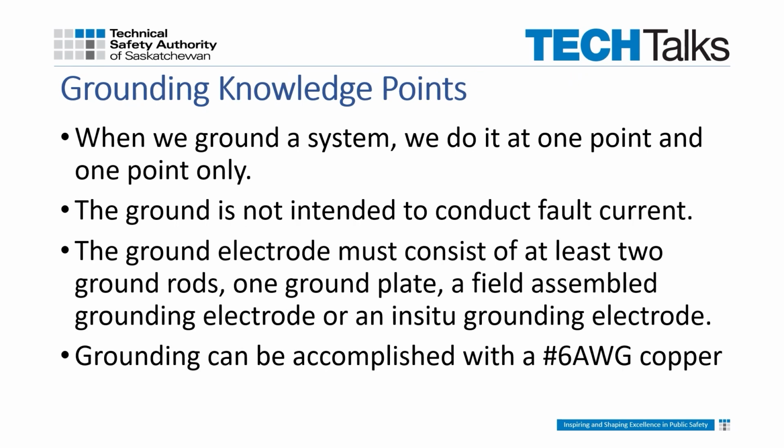Here are some key points about grounding. Grounding should be accomplished at one point and one point only on an electrical system. The intent of grounding is not to conduct fault current. Grounding electrodes are any of a minimum of 2 ground rods, 1 ground plate, a field assembled grounding electrode, or in situ grounding. Finally, grounding can typically be accomplished with a number 6 gauge copper wire.